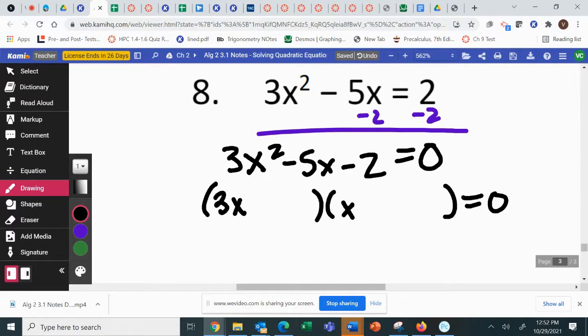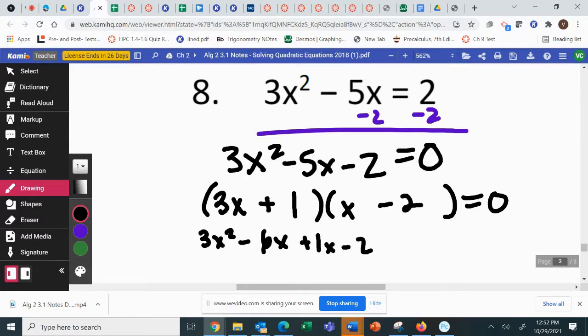Okay? Does anybody know what the answer should be? 3x what? Plus 1 and then minus 2. So we're just going to check that real fast. 3x squared. Then we've got minus 6x. So we've got plus 1x minus 2. That looks like it checks good.